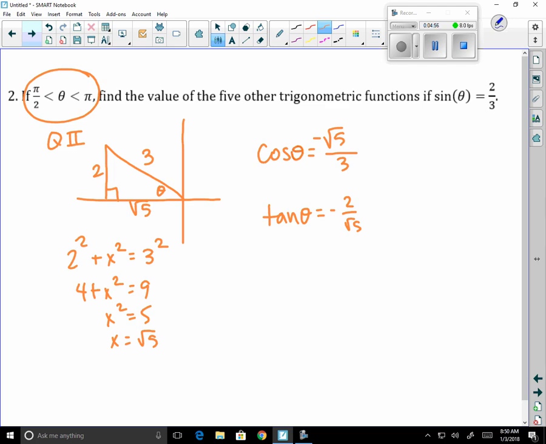I can find secant, flip it. I can find cotangent. Just flip it. And I knew sine, so then I can find cosecant by just flipping it. So just knowing which ones are the reciprocals is really the main focus of today's lesson.